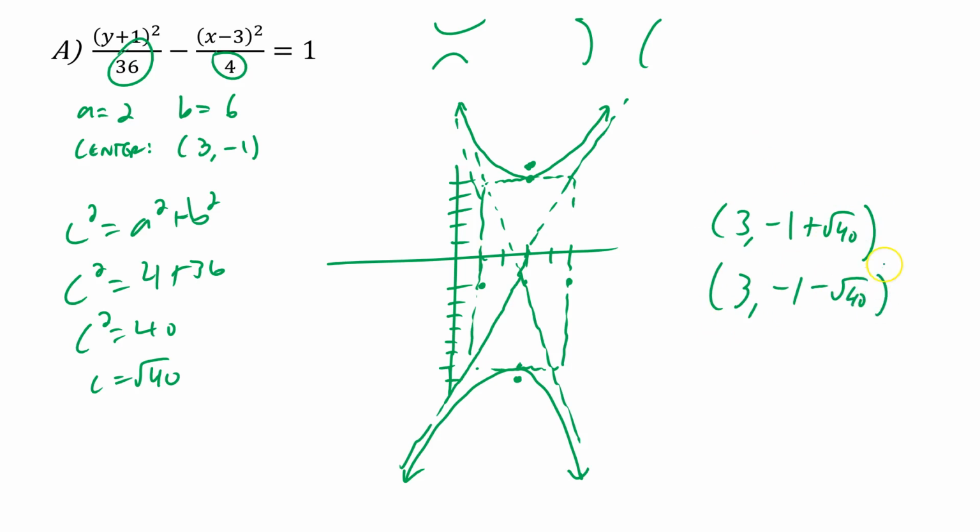So that's confusing to do. Just remember, we found root 40. We said that's somewhere between 6 and 7. And so what I did is I counted from -1 down root 40 and up root 40. So down root 40, that's this one, and up root 40, that's one right here. All right, let's try another one.